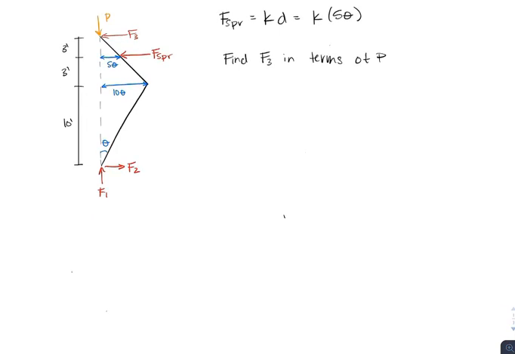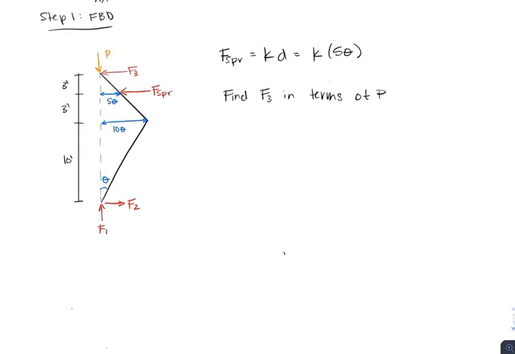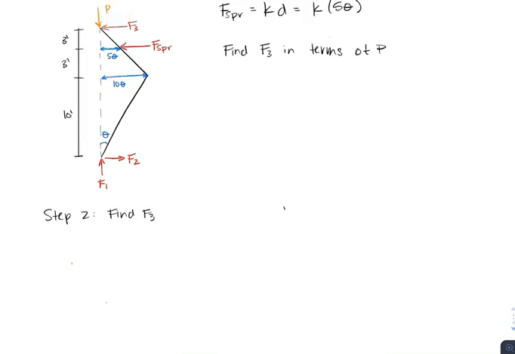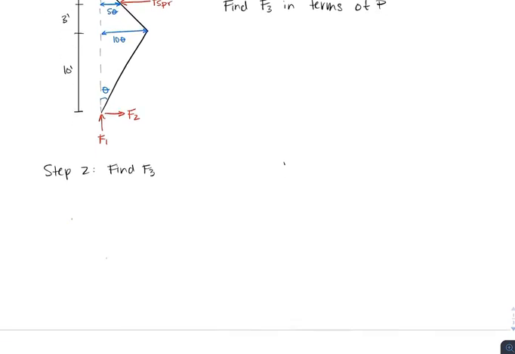In order to do that, we need to make a section cut of our system. So at step 2, find F3. We're going to draw another free body diagram cutting the system at the hinge. Now if we redraw our system, right at the hinge, we have a force of P pushing down on it. We have our F3, and then there's also the force of our spring.